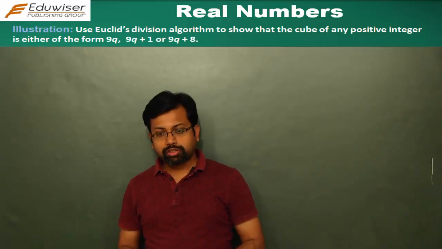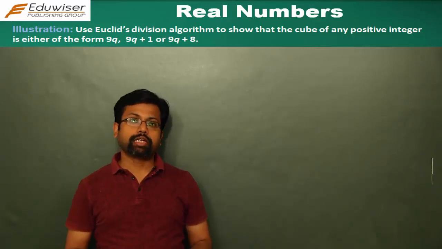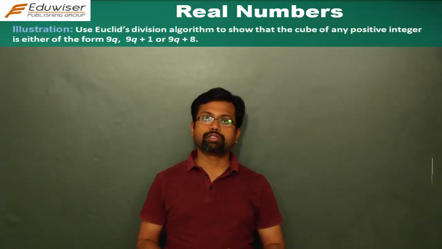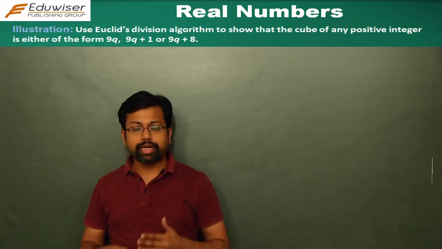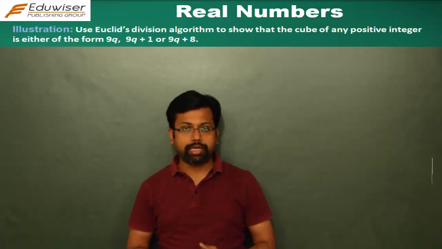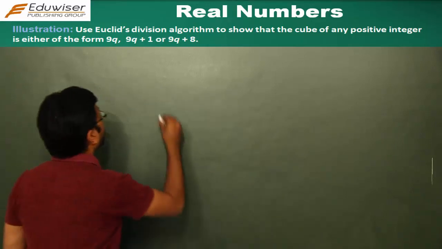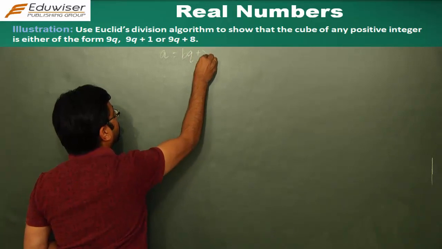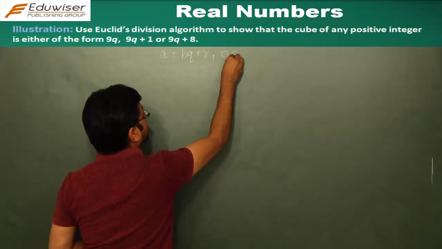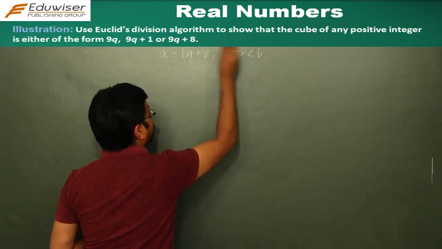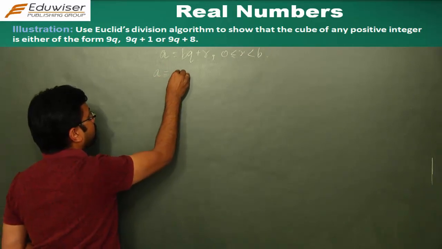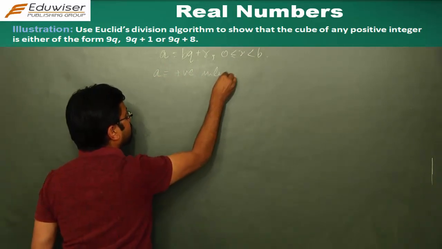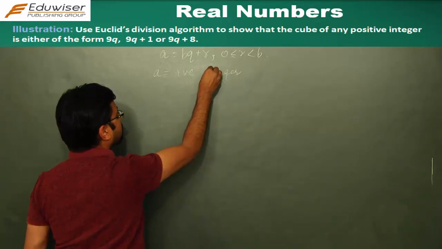Now this next question is about proving that the cube of any positive integer is of the form 9q plus 1 or 9q plus 8. And how do we use Euclid's division algorithm? Again, Euclid's division algorithm or lemma would be this. We have to use it. So let a be any positive integer as we took it in the last question.